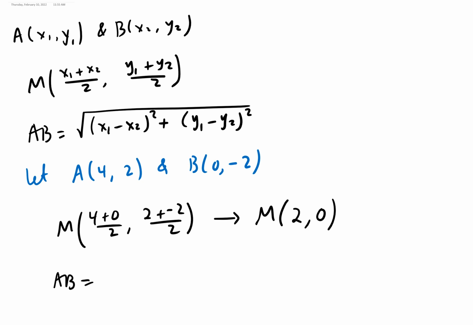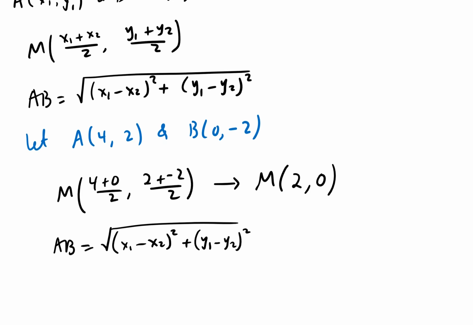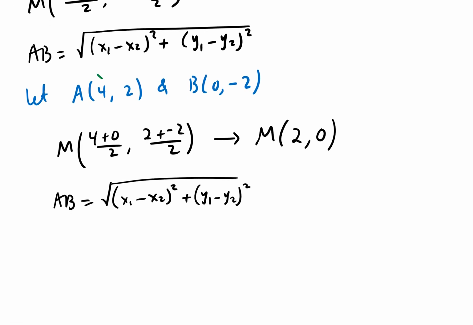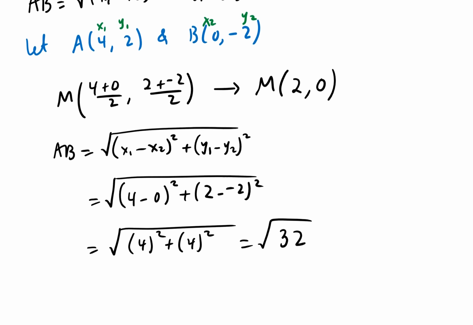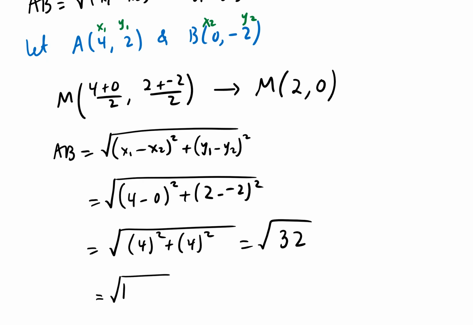And AB, the square root of, you can always write the formula down, (x1 minus x2) squared, or x2 minus x1, doesn't matter, plus (y1 minus y2) squared. Don't forget the squaring. And you may label these x1, y1, x2, y2, and substitute them in. 4 minus 0 squared plus 2 minus negative 2 squared. This would give us 4 squared plus 4 squared, 16 plus 16, 32. But we always need to simplify this. 32 is 16 times 2, which comes out as 4 square root of 2.